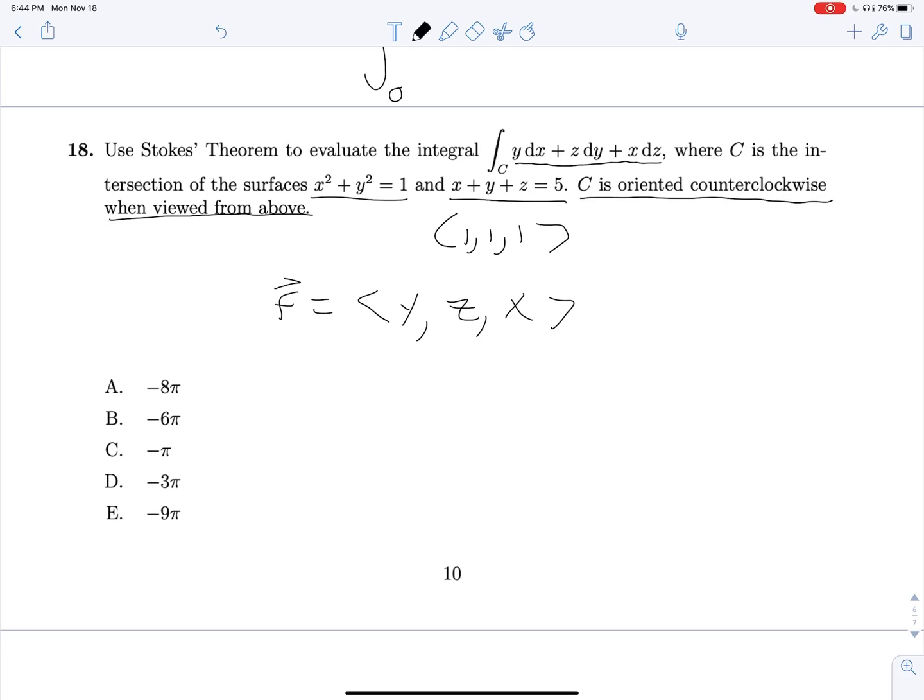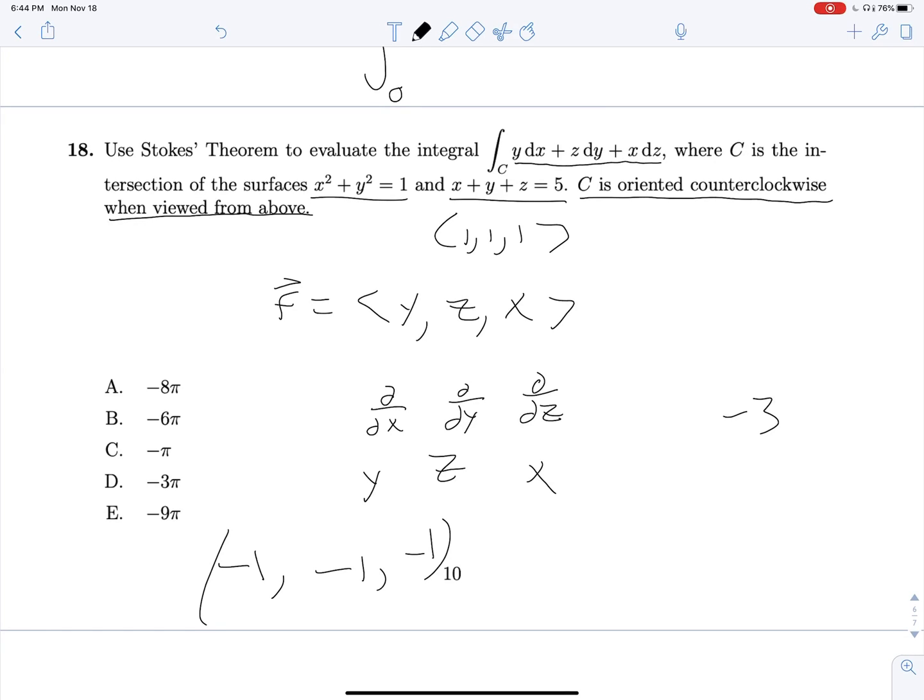And so it seems like the trend holds for all of them, where they tell you to use F dot dr. Really what that means is use curl F dot n dS. So let's curl this guy. This is going to be partial x, partial y, partial z, y, z, x. And when we curl, we will get negative 1, negative 1, negative 1. Okay, that looks good. We already know our normal vector is 1, 1, 1. Dot those together. We will get negative 3.